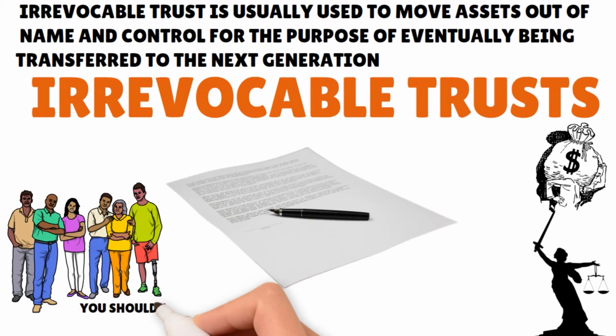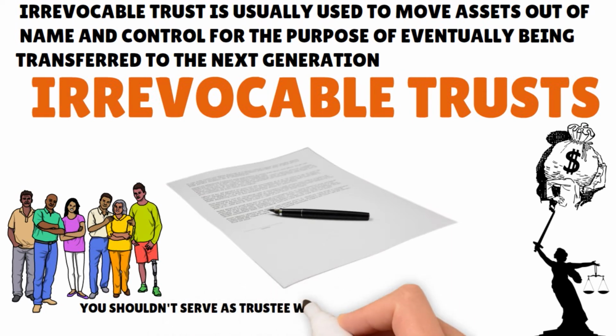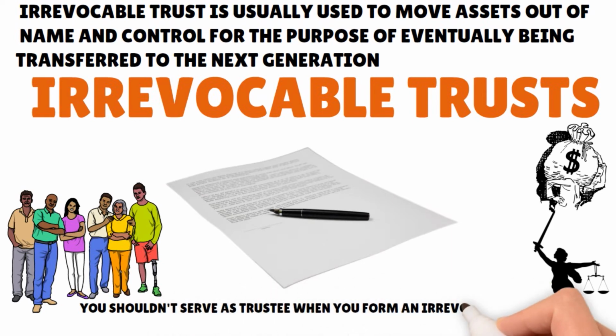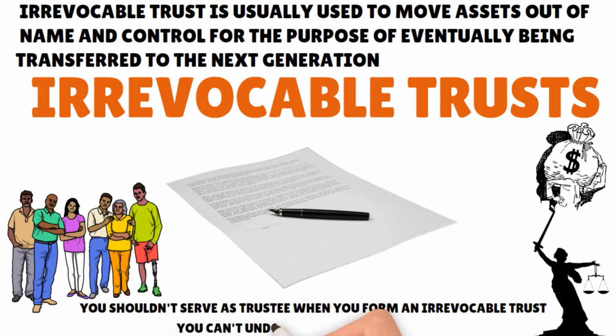You typically shouldn't serve as a trustee when you form an irrevocable trust, nor can you take your property back after you transfer it into an irrevocable trust. You cannot undo or dissolve such a trust either. Unlike with a revocable trust, where you reserve the right to dissolve or change the trust at any time, as long as you are mentally competent, an irrevocable trust is, for the most part, forever. That's hence the term irrevocable.